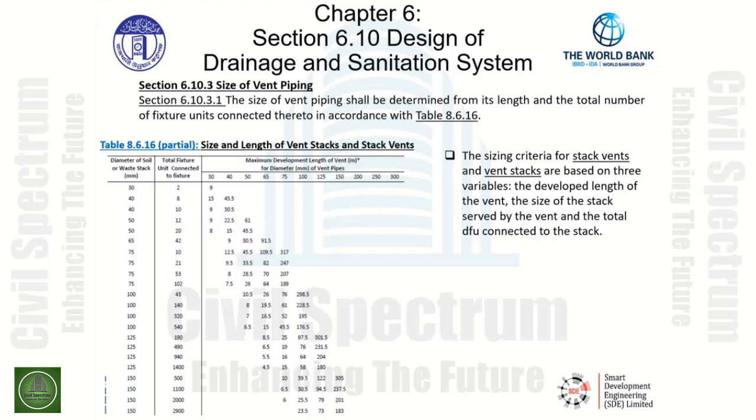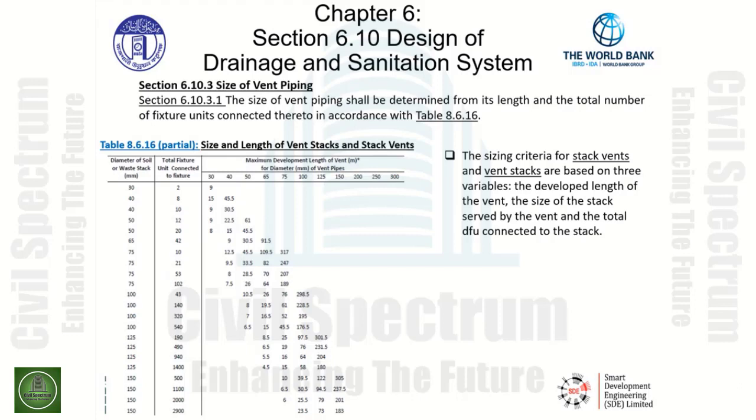When we look at Table 8.6.16, this is a partial view of the table titled Size and Length of Vent Stacks and Stack Vents. The sizing criteria for stack vents and vent stacks are based on three variables here: the developed length of the vent, the size of the stack served by the vent, and the total drainage fixture units connected to the stack.